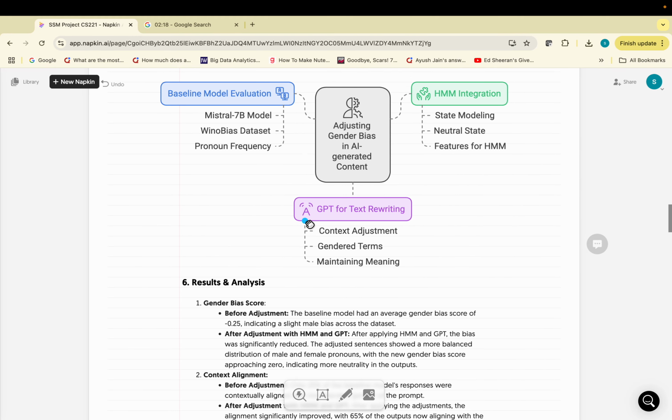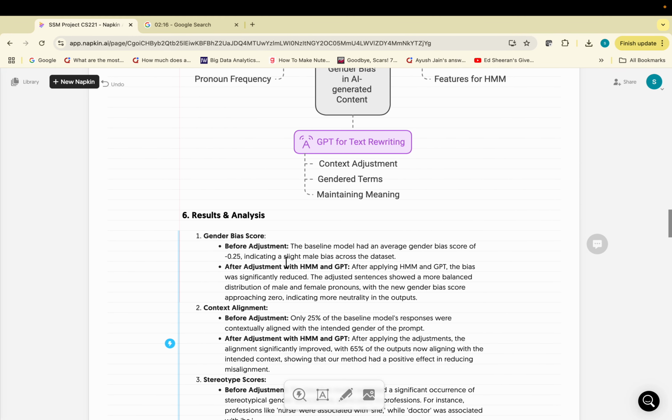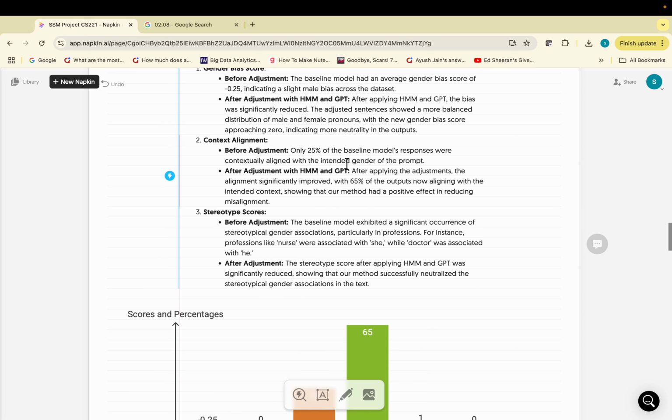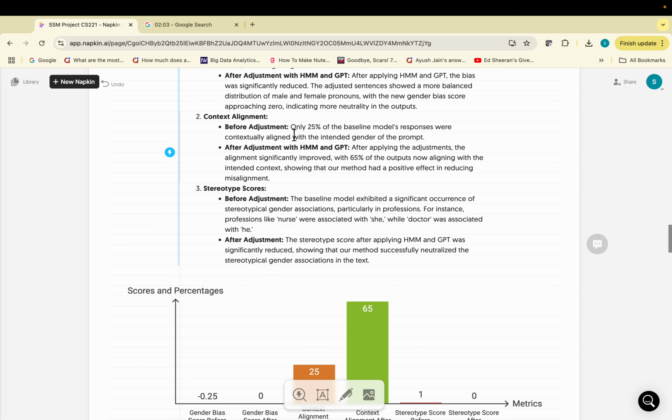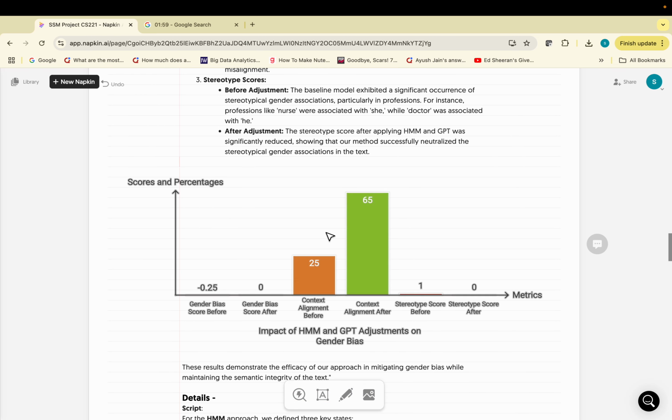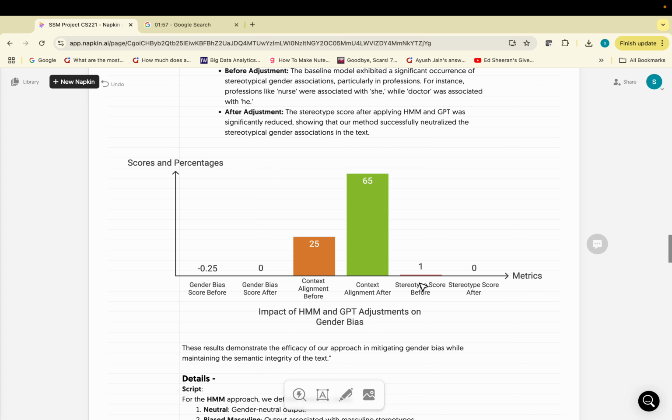Now, before going on to GPT, let's take a look at the results. For the gender bias score with the baseline, we got a minus 0.25 score, which indicates a male bias. For the context alignment, 25% of the baseline responses were contextually aligned. For the stereotype score, we got around 1.